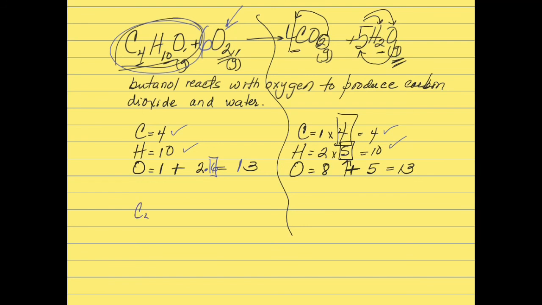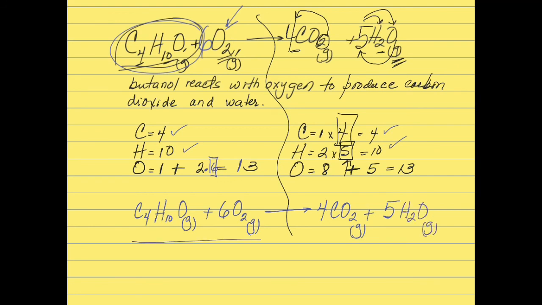Let me write that down one more time. You have butanol, which is a gas, in the presence, 1 mole of butanol in the presence of 6 moles of atmospheric oxygen, giving you 4 moles of carbon dioxide plus 5 moles of water in the form of water vapor. And this is your balanced chemical equation.